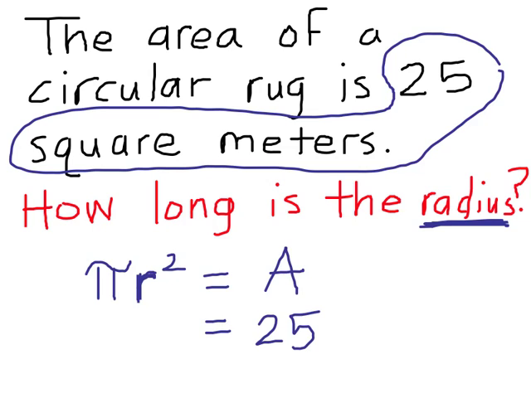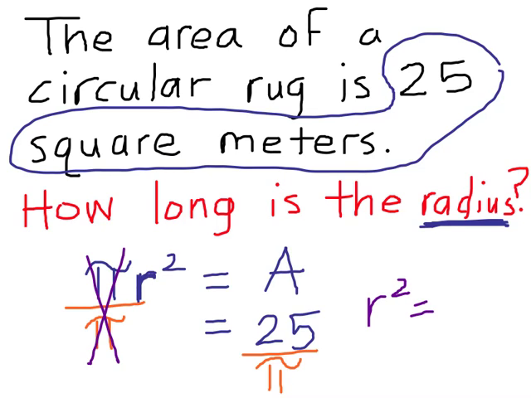So we have here pi r squared. We want to get r to be alone. What we'll do is divide by pi, and that'll bring down the r squared. What you're going to end up having is this cancels, so you have r squared equals, and we know the area is already replaced with 25, so it's going to be 25 over pi.